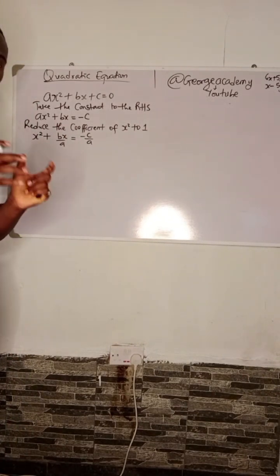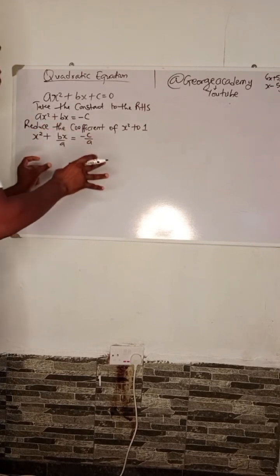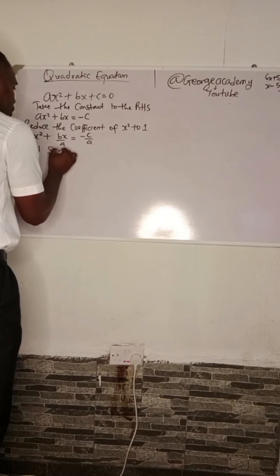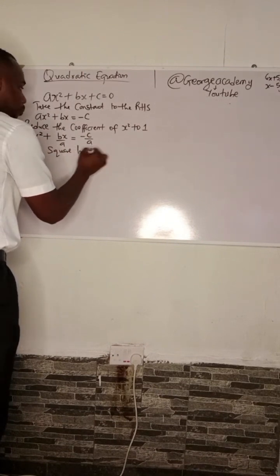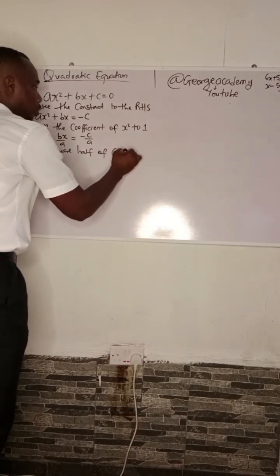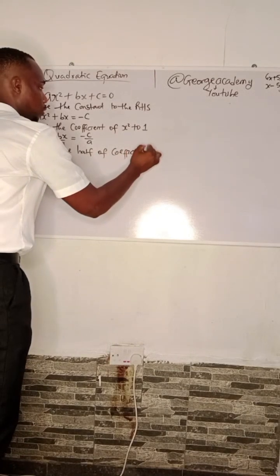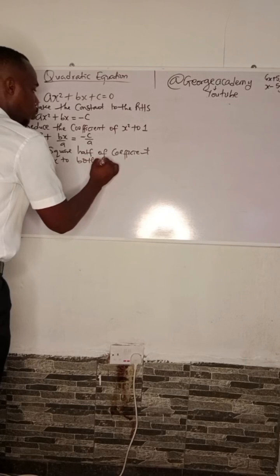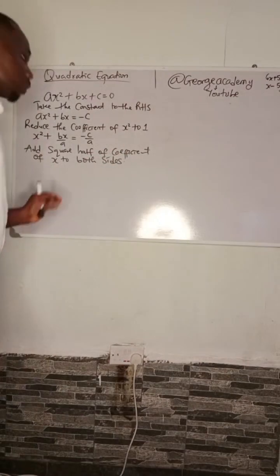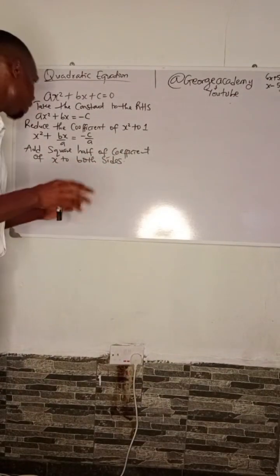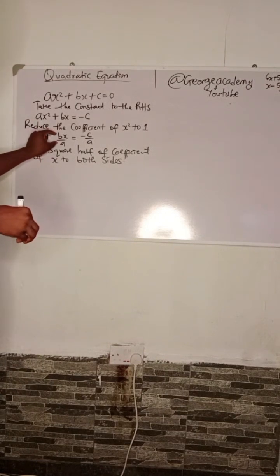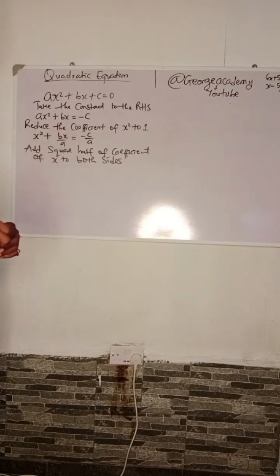Now our next step, please, this is where most students get it wrong. It is add square half of coefficient of x to both sides. Now you have to ask yourself the question, what is the coefficient of x? The coefficient of x is the expression that is attached to x. So b over a is the coefficient of x.